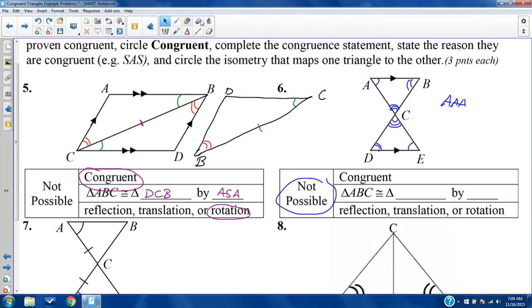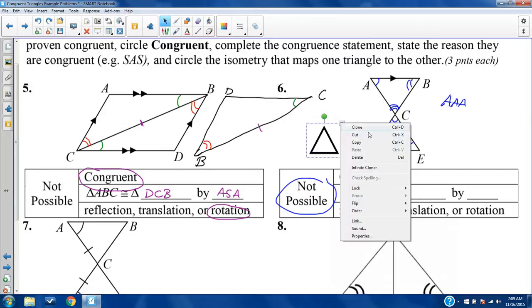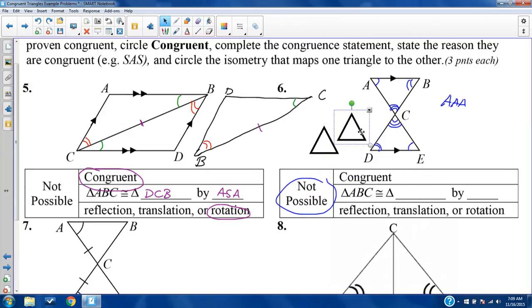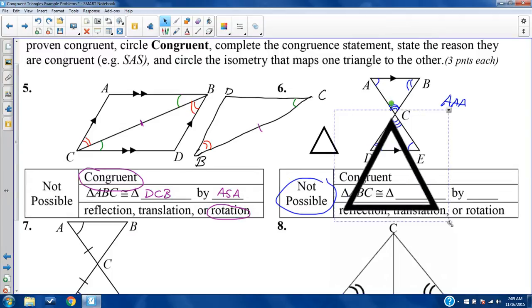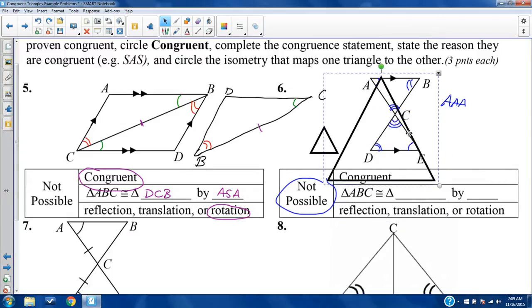Technically, the reason why is because this is a dilation. One's a dilation of the other. What if I took this triangle here and cloned it, and I decided to enlarge it? But I do it in such a way that the angles are still congruent. Take a look. This angle is still congruent to this one. This angle is still congruent to this one. And this angle is still congruent to this one. All three angles are congruent, yet I know these triangles aren't congruent.